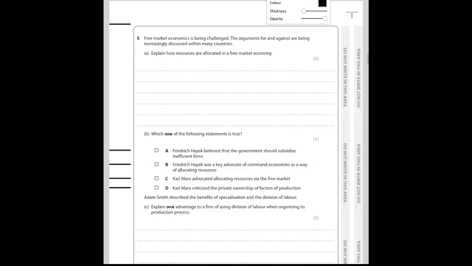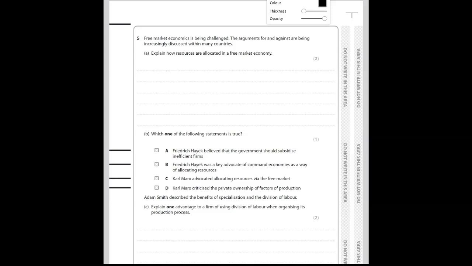Question 5 says, free market economics is being challenged. The arguments for and against are being increasingly discussed within many countries. Okay, that's not telling me very much. 5A says explain how resources are allocated in a free market economy.